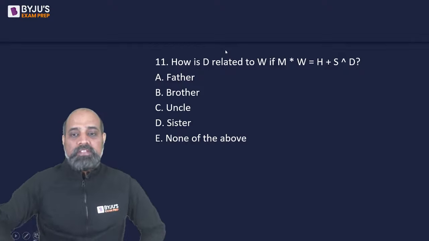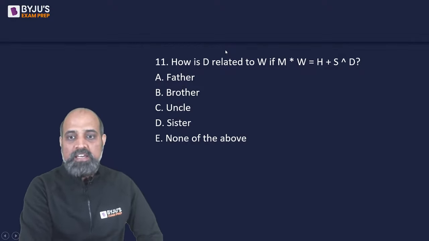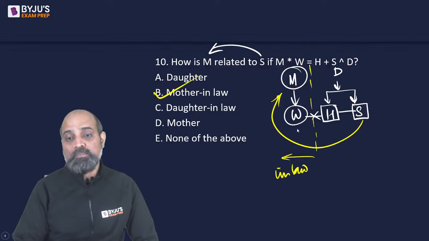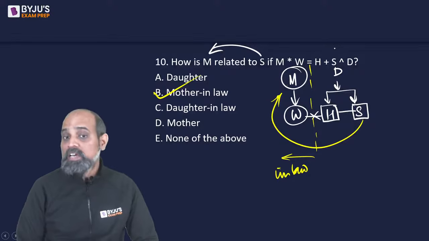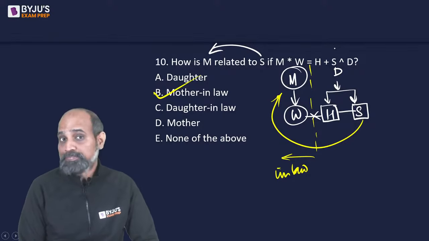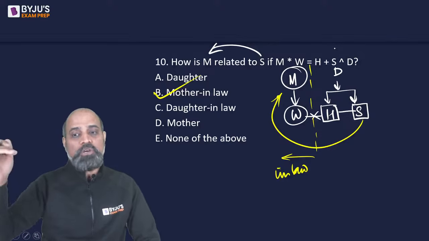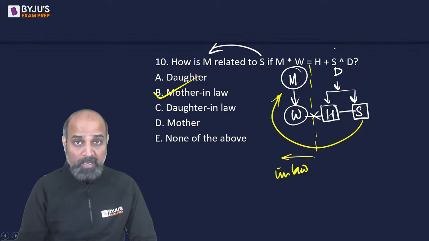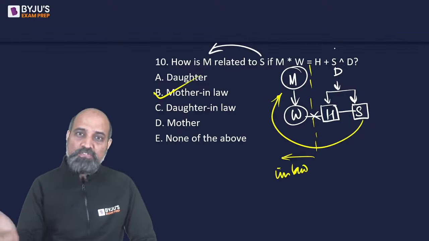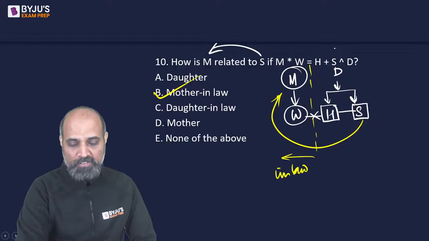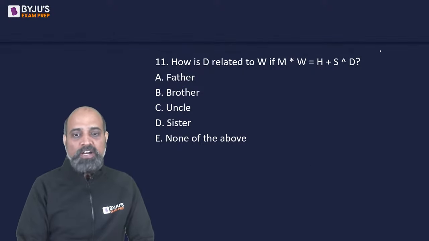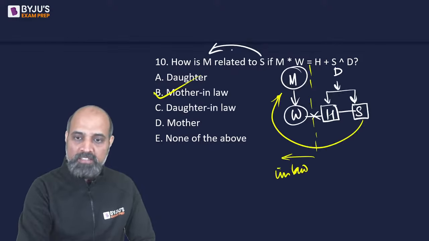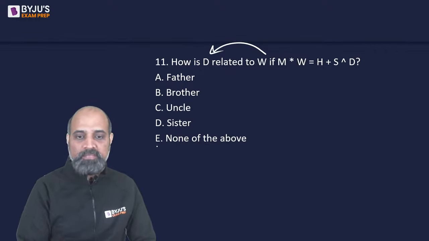Okay, another one. Do we have the same? Yes. Now the question is, how is D related to W? How is D related to W means W is going to call D by which relationship? Right now, we don't know the gender of D. So W is going to call D as what? So H or S, they are going to call D as parent, father or mother. So W is going to call D as father-in-law or mother-in-law, because in-law lawfully, right? So it's going to be father-in-law or mother-in-law. We don't have a father-in-law or mother-in-law option. So W is going to call D by none of the above.